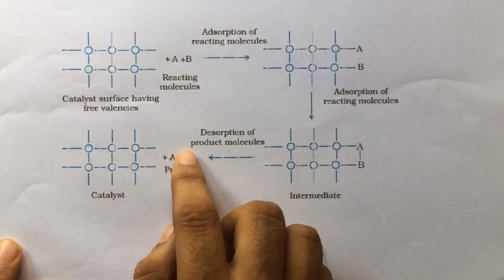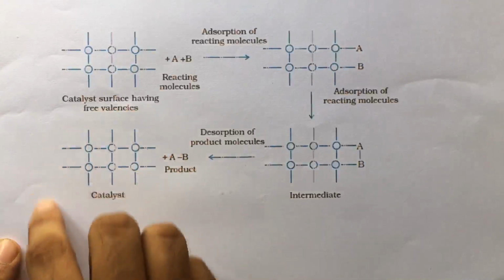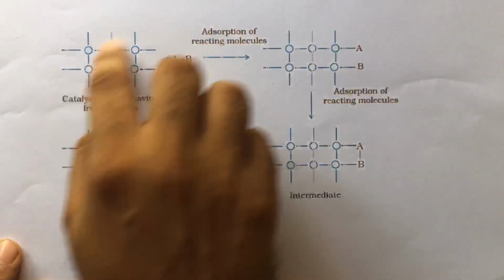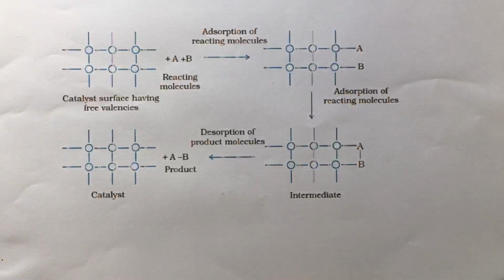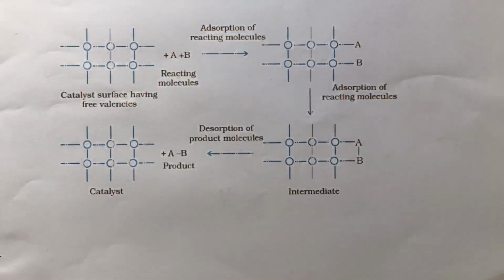It has to be dislodged. We call it disruption, and the catalyst is regenerated and the cycle can continue. This is the diagram given in your NCERT book. Is it clear, students? Shall we go for the next part? This diagram is given in your NCERT book, figure 5.3.